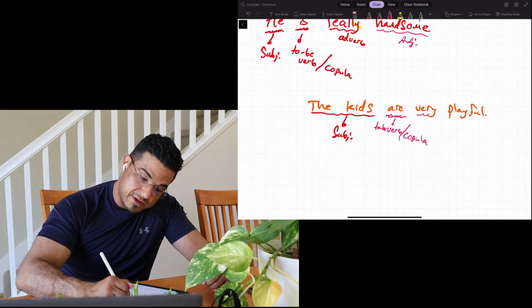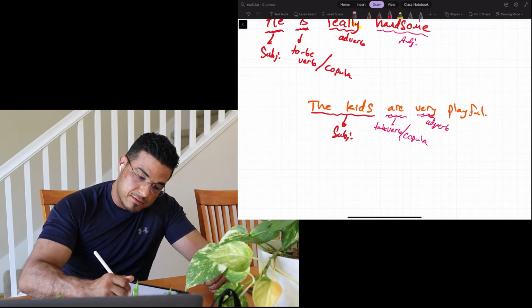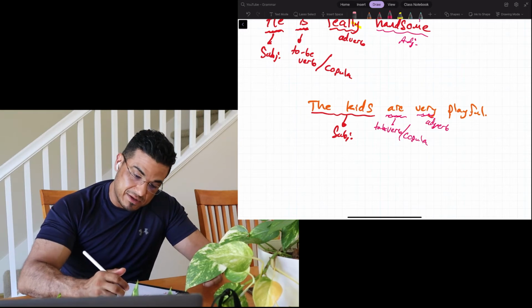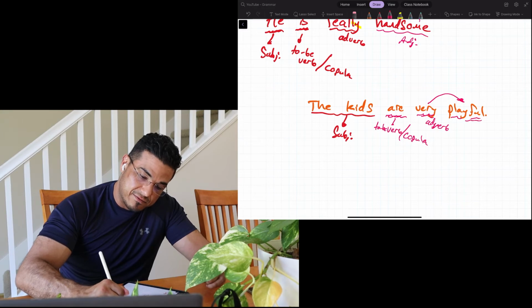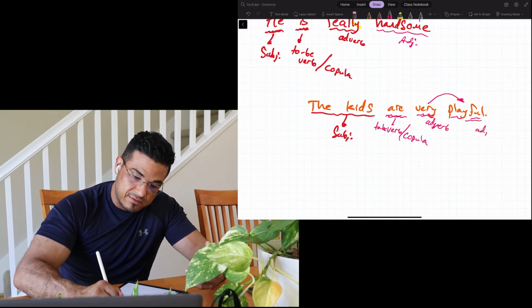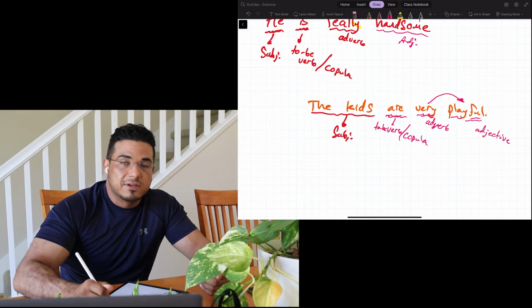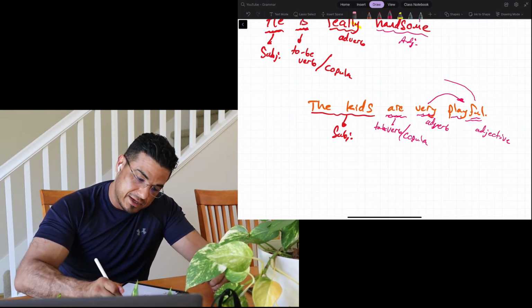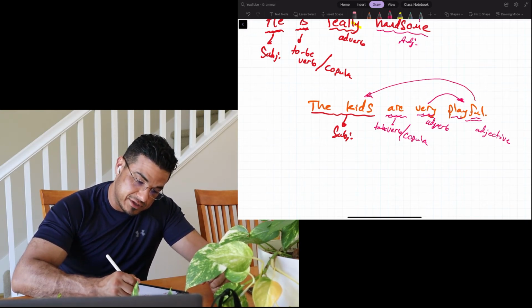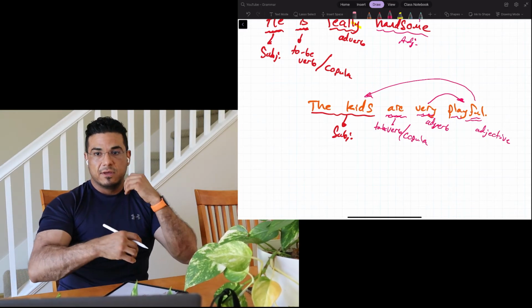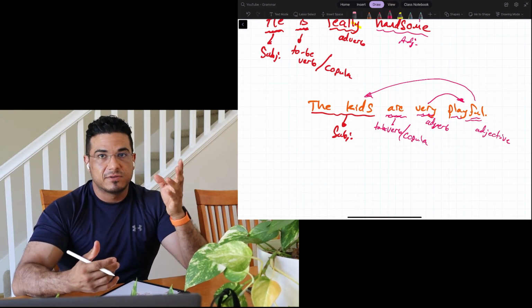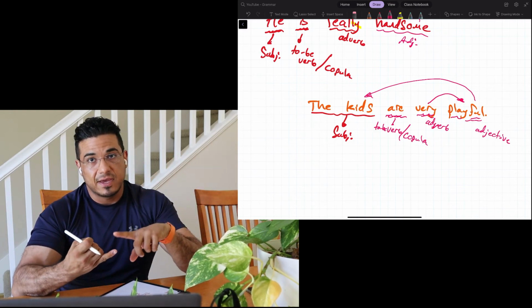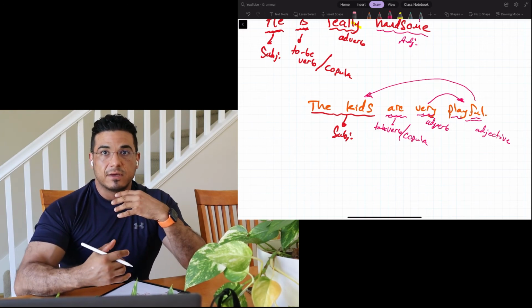Very is an adverb, which is giving you the extent of something, and we're talking about the extent of being playful. And playful is an adjective, because if you look at its function in the sentence, you can see that playful is describing the kids, which is the noun. So those are some examples of how adverbs can be used to modify adverbs themselves in addition to adjectives.